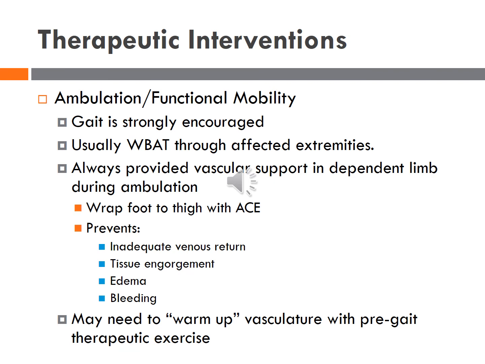Depending on what's affected, the stage of their burn, and the tissue that's affected, they may have inadequate blood flow to get back, and if they're dependent enough, they may not be able to do that on their own because of the elasticity or the burn surface. You also can get tissue engorgement if you don't support the vascular system, increased edema, or bleeding. You also may need to warm up the vasculature with pre-gait Therex before you actually get up and move. So think about doing exercises with legs in supine or seated position to get blood flow increased.